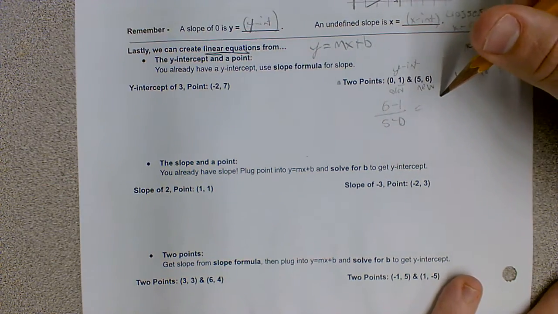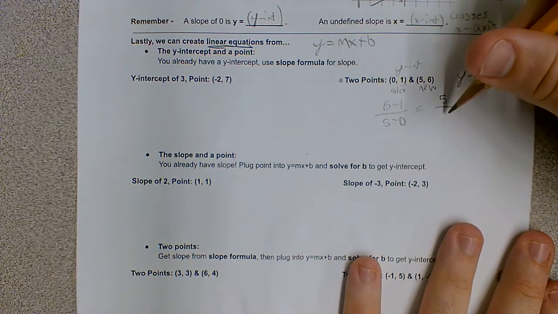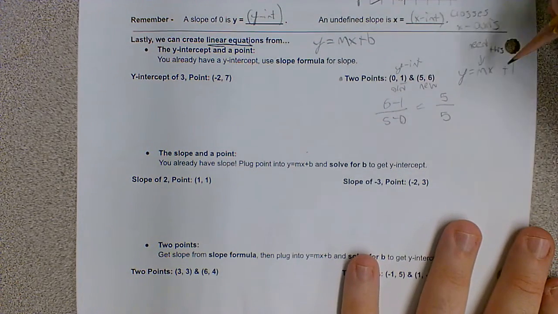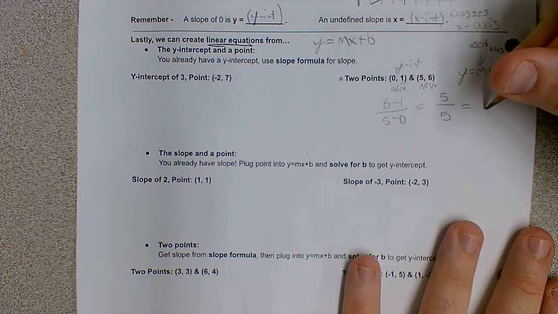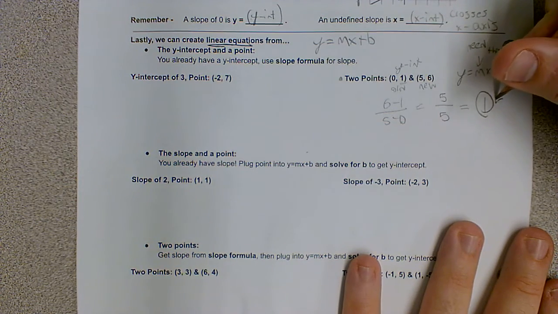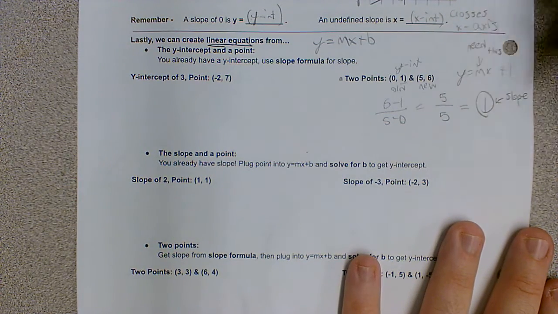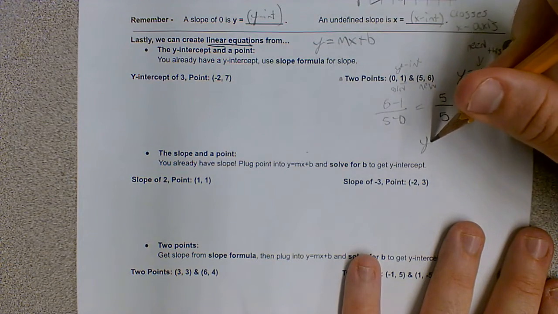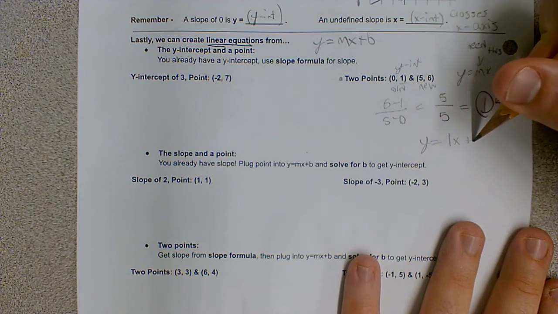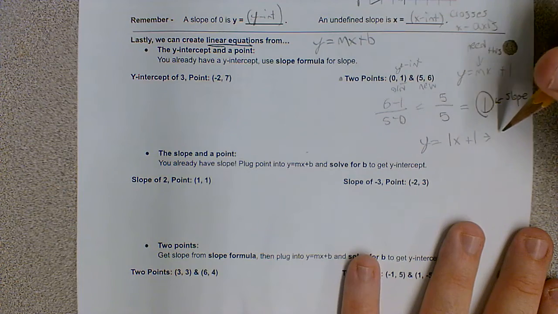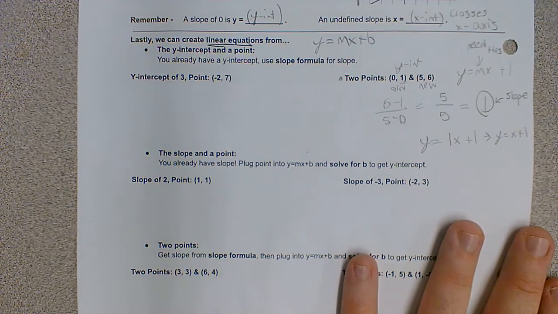Okay, 6 minus 1 is 5. 5 minus 0 is also 5. My slope here is 1. So plugging this into my y equals equation, I get y equals 1x plus 1, or just y equals x plus 1. The 1 goes away because it's next to the x.